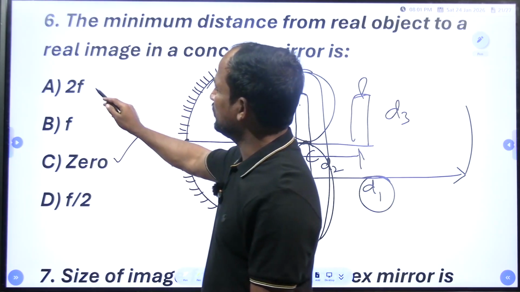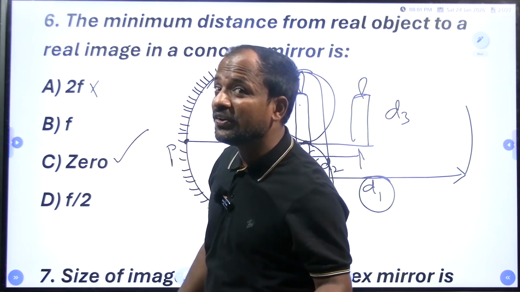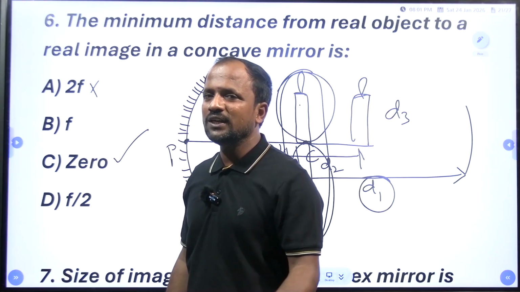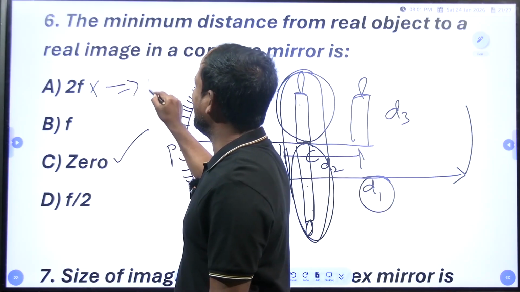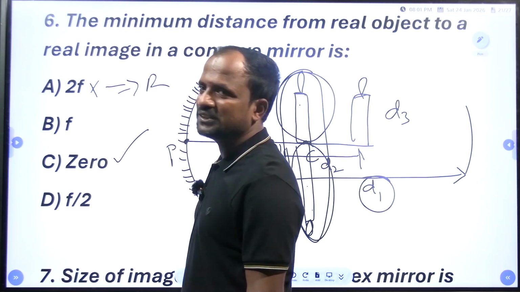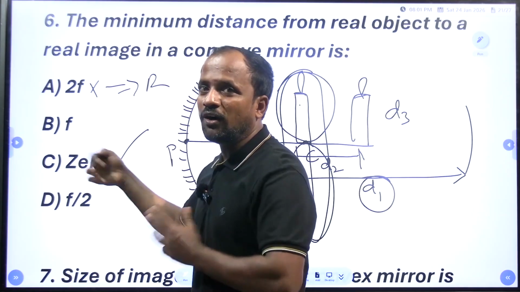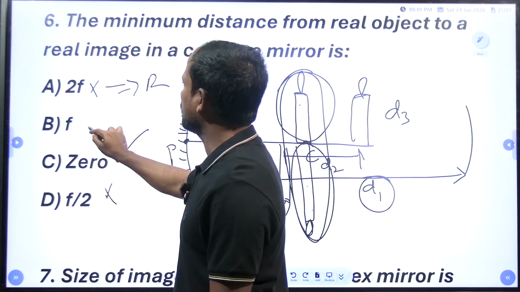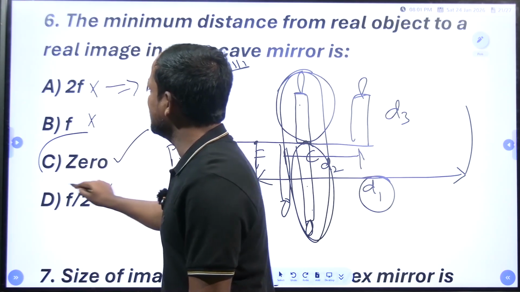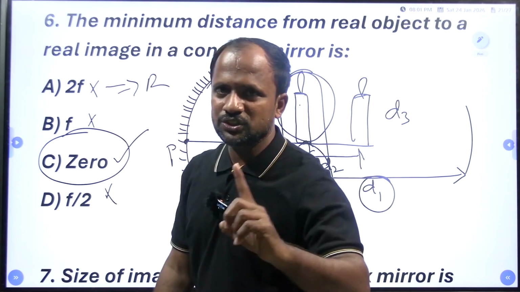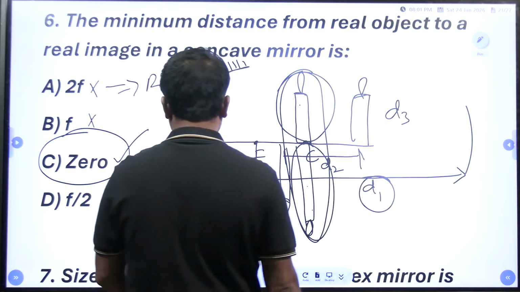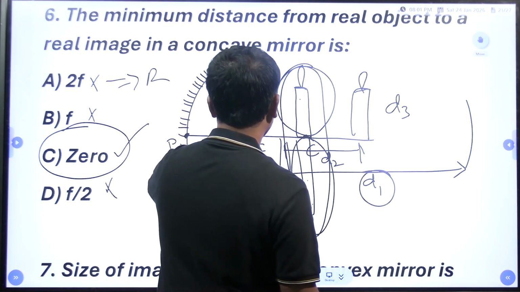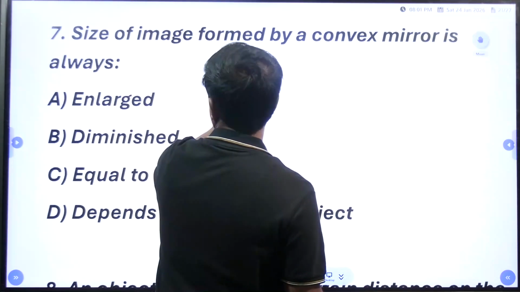So 2f is 2 into the focal length. What is it? Nothing but the radius. F is the focal length, and F by 2 is half of the focal length. So these are all wrong options. The minimum distance is 0. Clear? Next question, the seventh question.